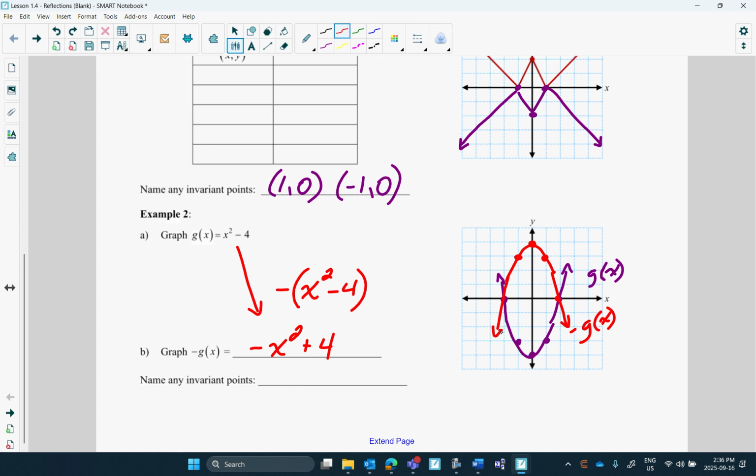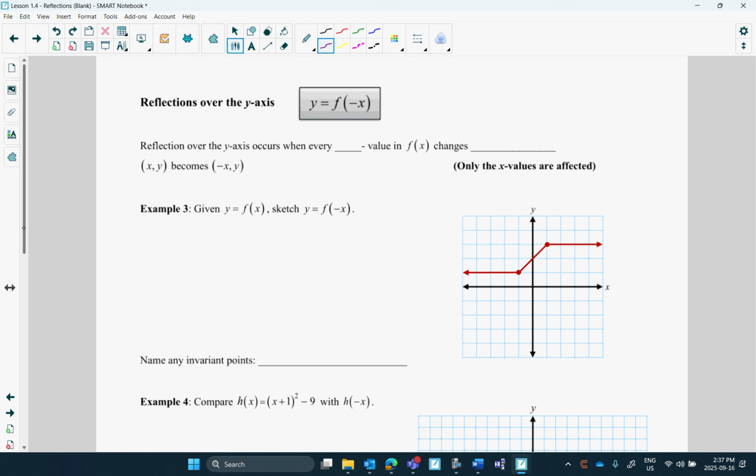Yes, the invariant points are -2, 0, and 2. So that's vertical. Horizontal flip is when the negative goes inside, in front of the x. Okay? And when we do a horizontal flip, every x value changes sign.